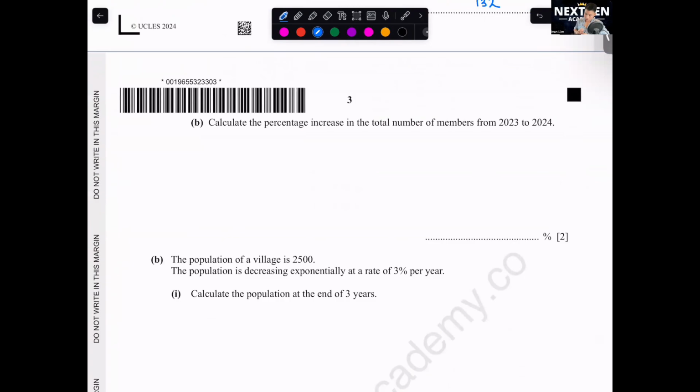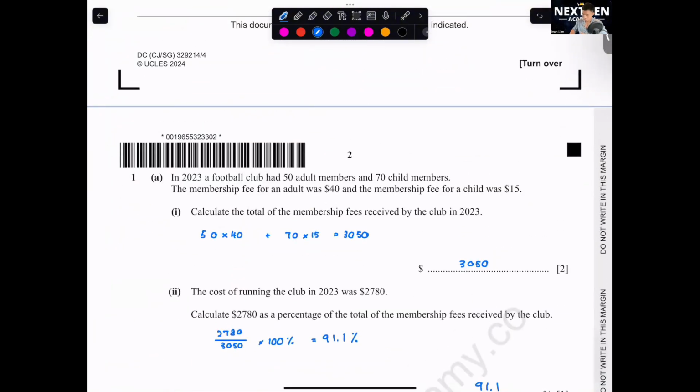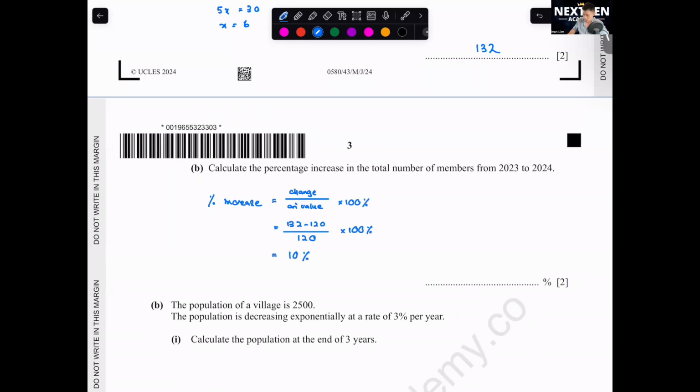Calculate the percentage increase in total number of members from 2023 to 2024. Your latest one is 132. The original one was 120, back to the question of 50 plus 70. Percentage increase means change over original value multiplied by 100%. So 132 minus 120, over the original one, times 100%, which gives us 10%.